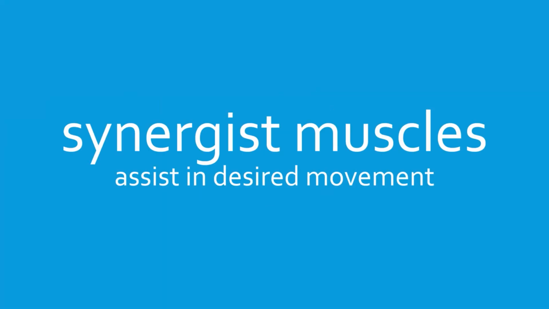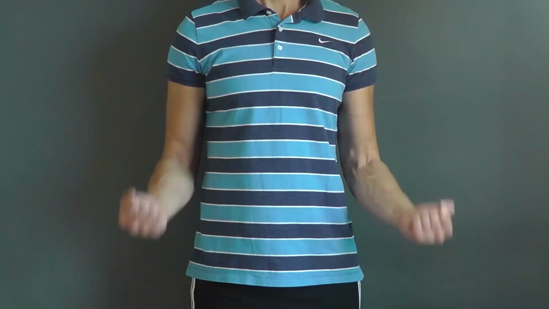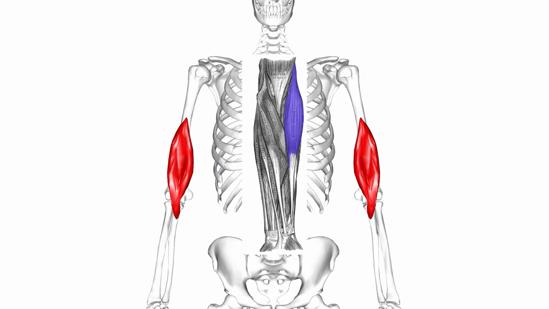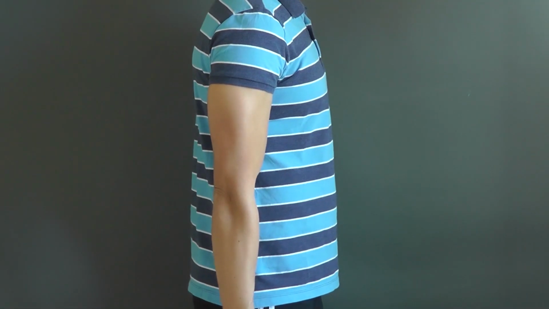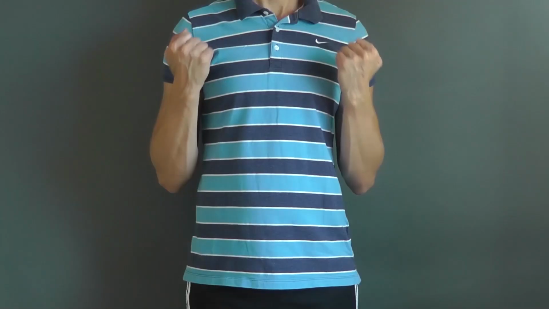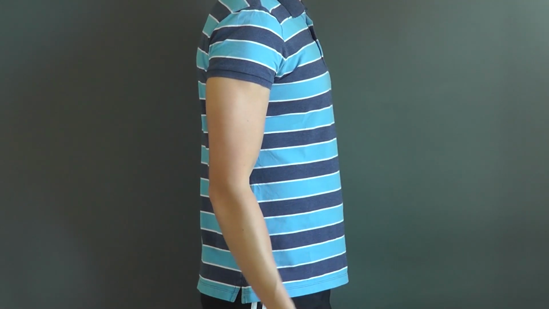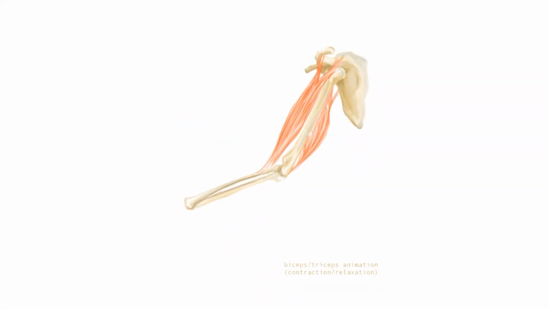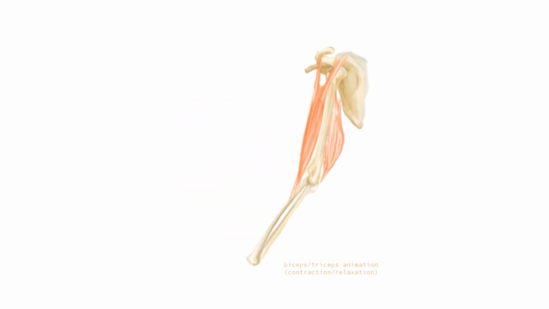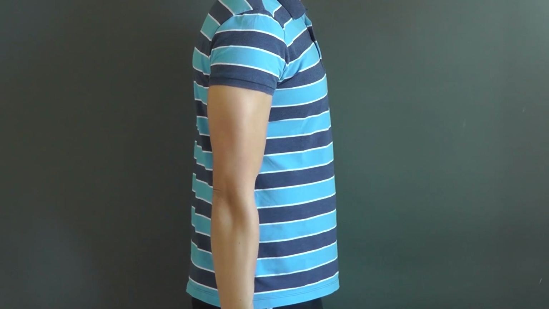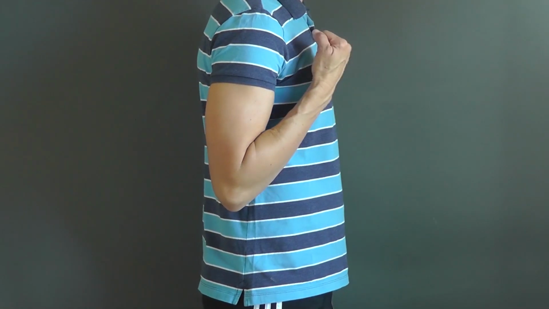There are also synergist muscles. These are the muscles that assist in the desired movement. So when flexing the elbow, the brachialis and brachioradialis are the synergistic muscles to the prime movers during the movement. All these terms are relative to the movement at hand. So during elbow flexion, the biceps is the prime mover. But when extending the elbow, straightening out the arm, the biceps then becomes the antagonist. Same with the triceps. When flexing your arm, the triceps is the antagonist, and then during extension, it becomes the prime mover.